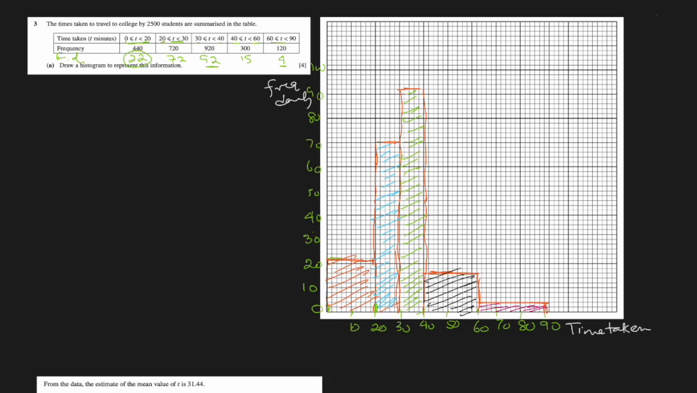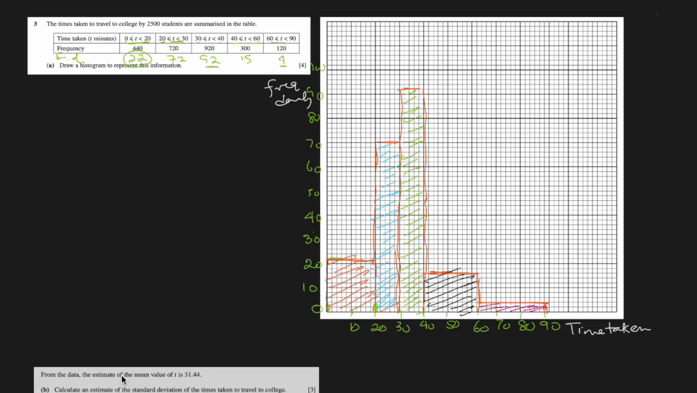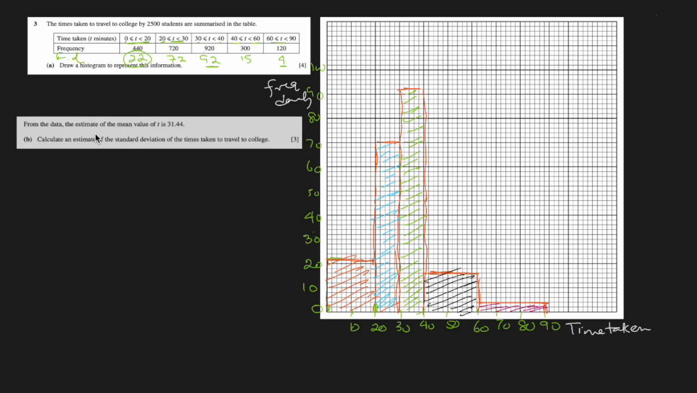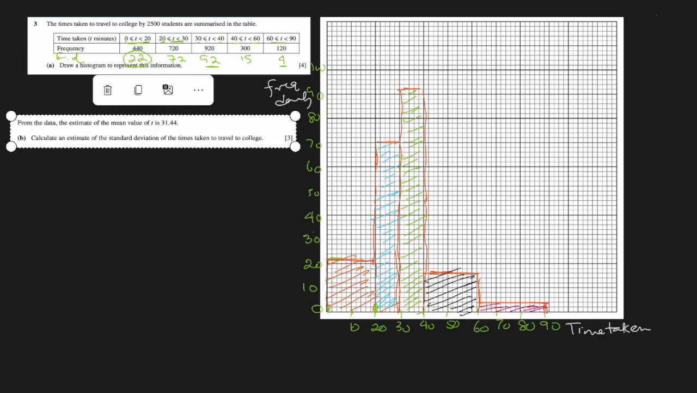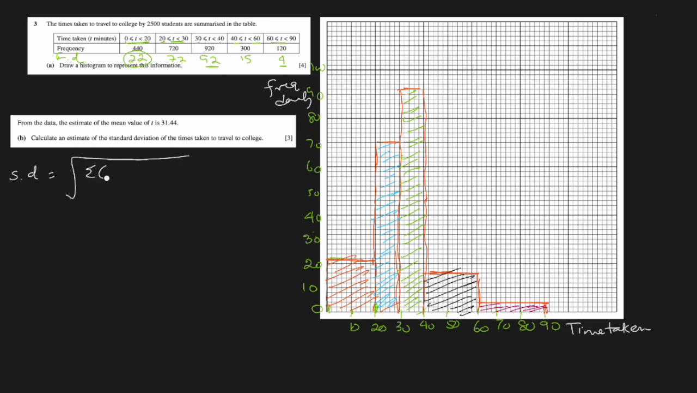All right. What is the next part? From data, the estimate of mean value of t is 31.44. Calculate the estimate of the standard deviation of the times taken to travel to the college. Okay, we have to find the standard deviation. Standard deviation formula will be the square root of sigma (x minus x bar) squared over n. X bar here is the estimated mean 31.44. They have already given that, so there is no need to find the mean. They have saved our time.